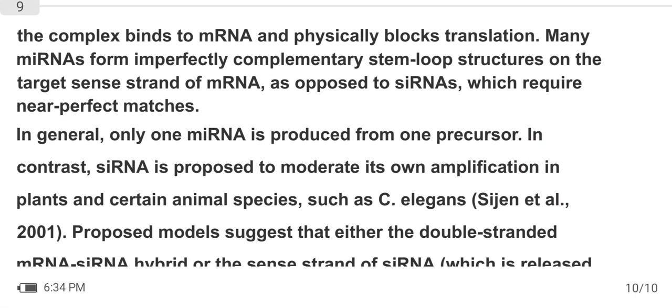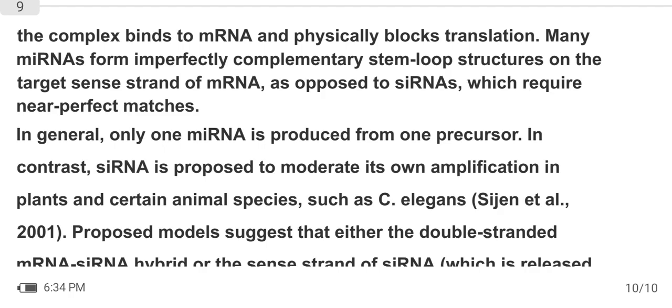blocks the translation. Many miRNAs form imperfectly complementary stem loop structures on the target sense strand of mRNA, as opposed to siRNAs, which require near perfect matches. In general, only one miRNA is produced from one precursor.